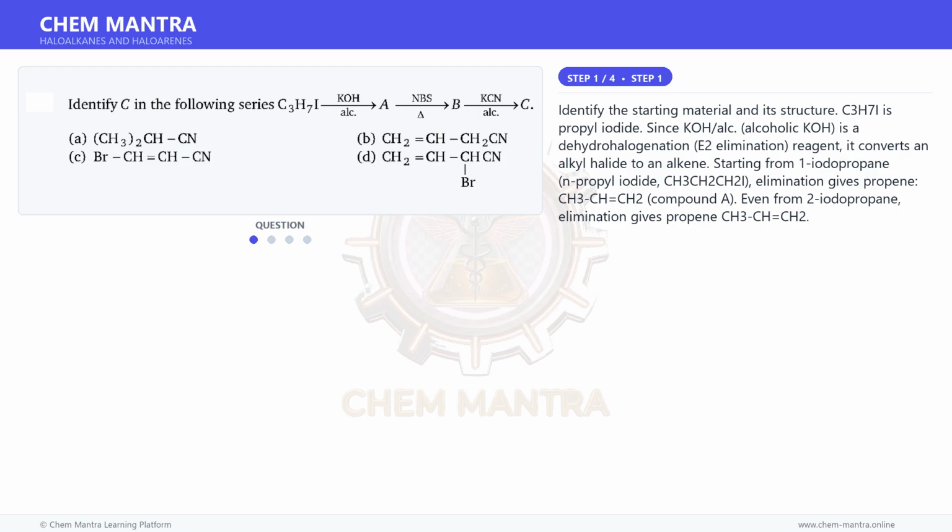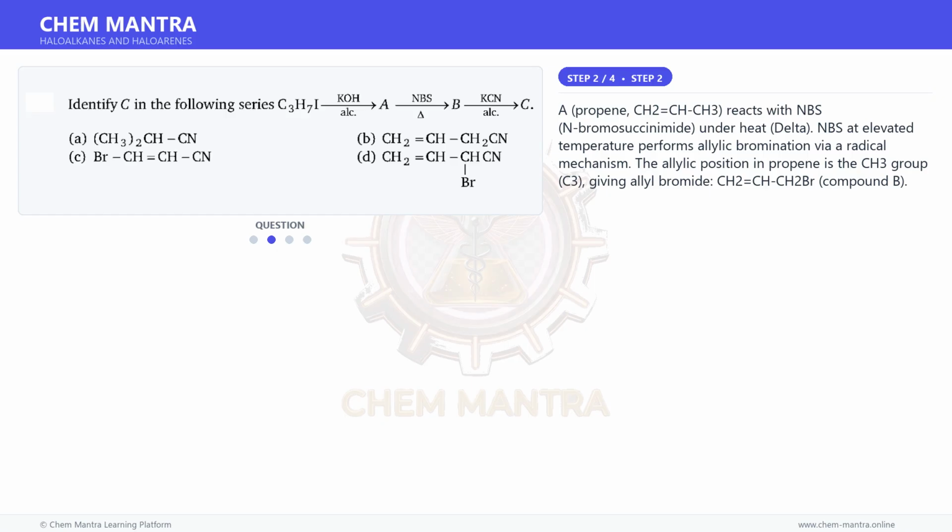C3H7I is propyl iodide. Since KOH alc, alcoholic KOH, is a dehydrohalogenation, E2 elimination reagent, it converts an alkyl halide to an alkene. Starting from 1-iodopropane, n-propyl iodide, CH3CH2CH2I, elimination gives propene, CH3CH=CH2, compound A. Even from 2-iodopropane, elimination gives propene, CH3CH=CH2.